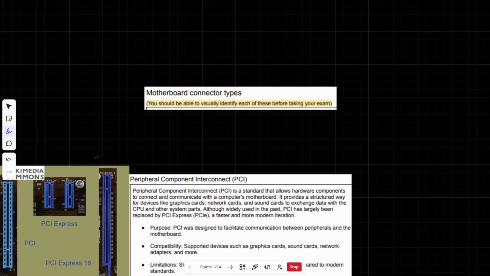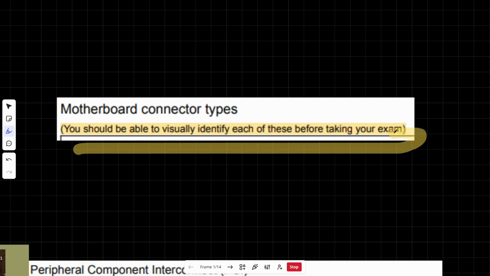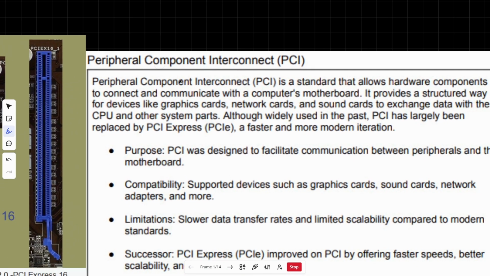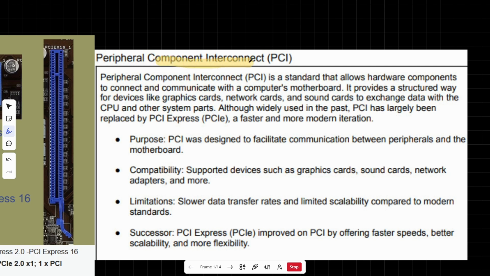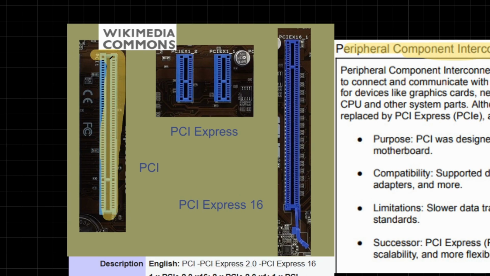Let's move on to motherboard connector types. And it's really important to note, guys, you should be able to visually identify each of these connectors before taking your exam. If you're not confident visually identifying these, definitely put that exam on pause, come back and make sure you are confident in doing that. Okay, so the first one we're going to have a look at is the PCI. We've talked about PCI and PCIe, right? It looks like this, okay? PCI versus PCIe. It looks something like this.